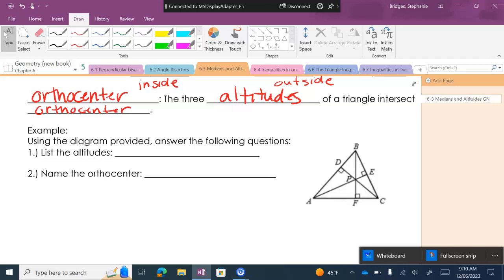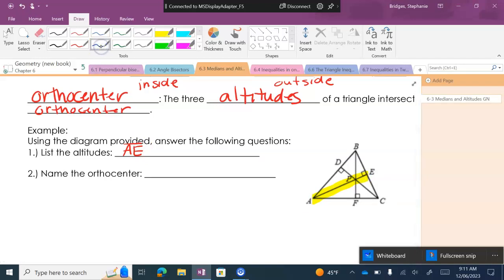Give me one of them. Okay, it's got to go from the vertex to the other side. Y'all are giving me like parts of the altitudes. You're giving it to the orthocenter. E. Which one? E. That's one of them. That's one letter. Where does it go to? E going to C. Through the triangle. A. AE, yeah. Okay, so AE would be one altitude, from the vertex to the side.